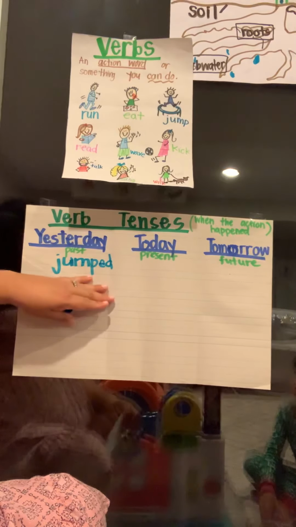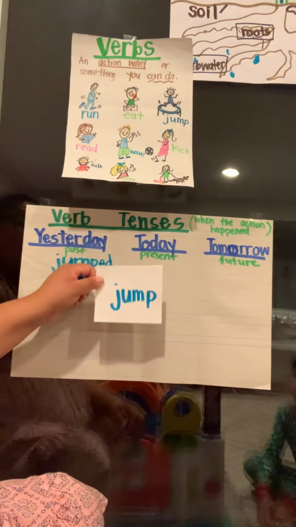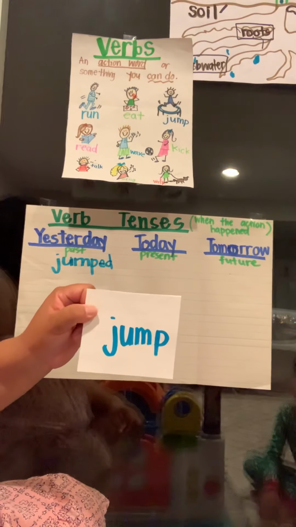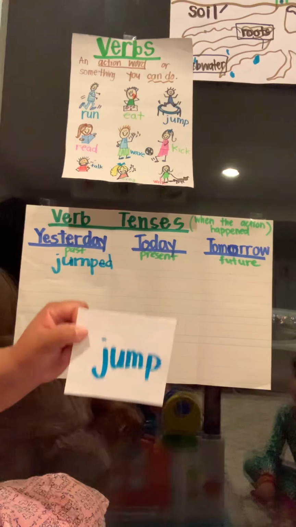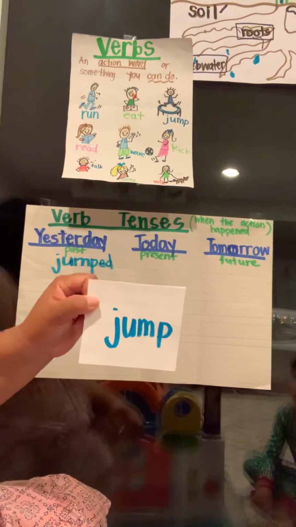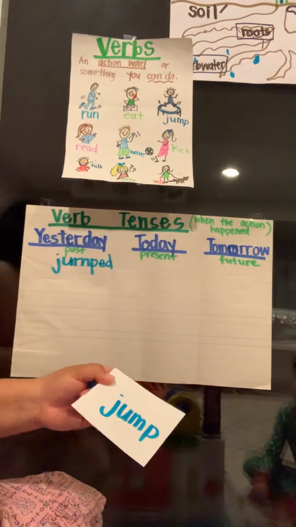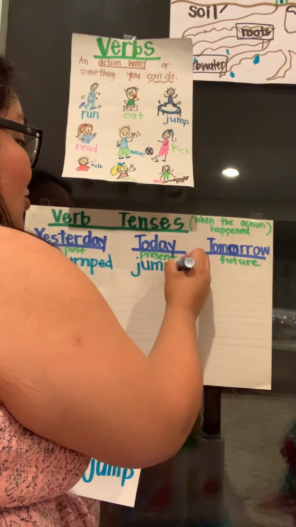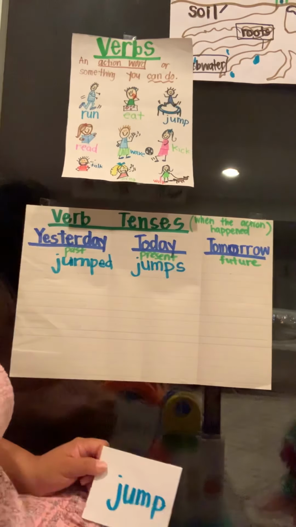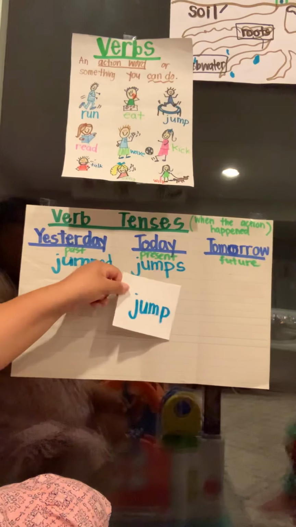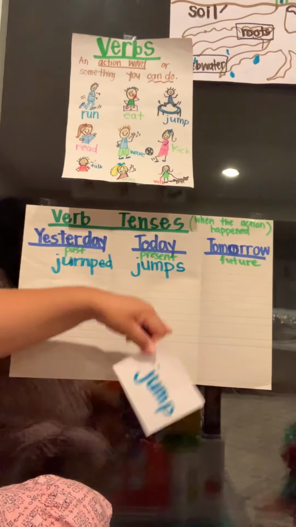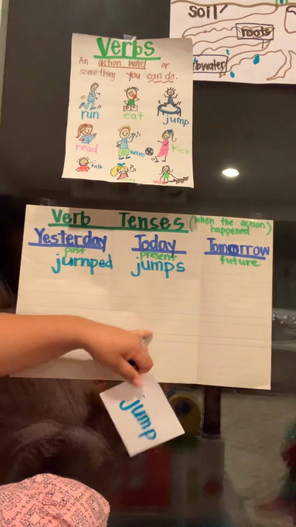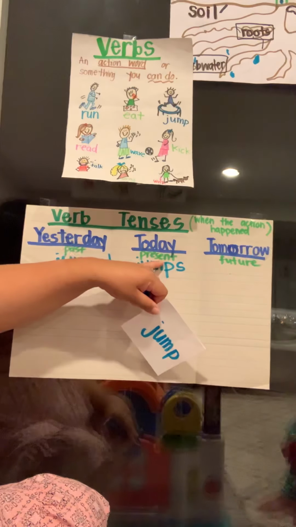So Damien jumped. Okay. How would I say it if I want to say Damien today? Damien jumps today. He's doing it right now. So the present tense of jump is jumps. I added a what at the end? S. I just added an S. That's telling me it's happening right now. It's happening today. Damien jumps. That's called present tense, okay?